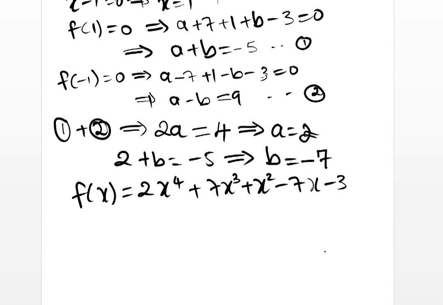Now, knowing that it has two factors, x plus 1 and x minus 1, we can multiply them at once and use it to divide, which will give us x squared minus 1. So we are going to use this by long division to obtain the other two factors.